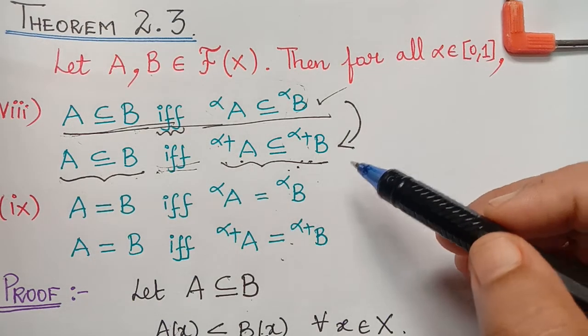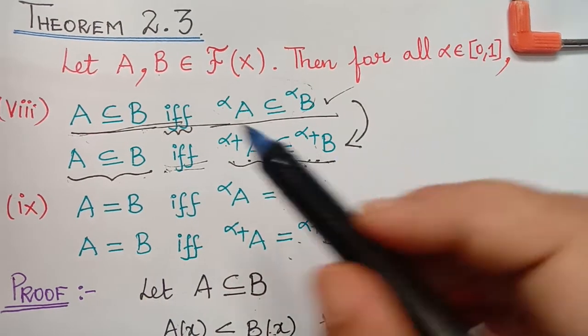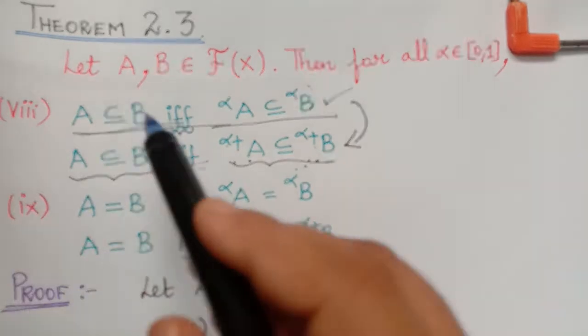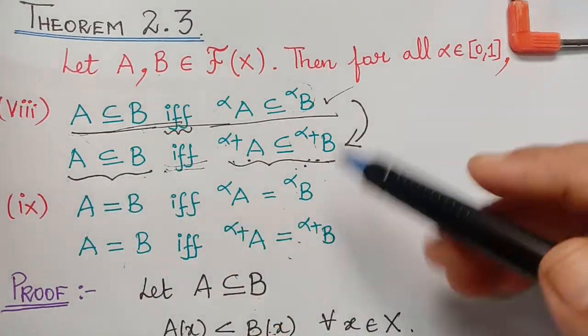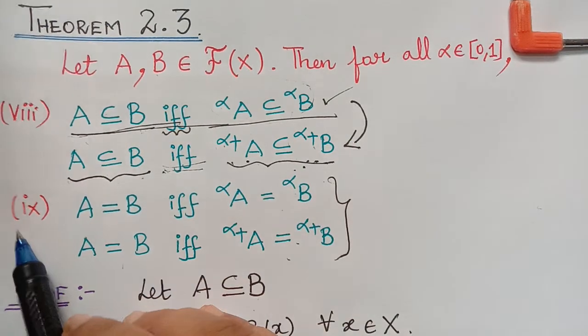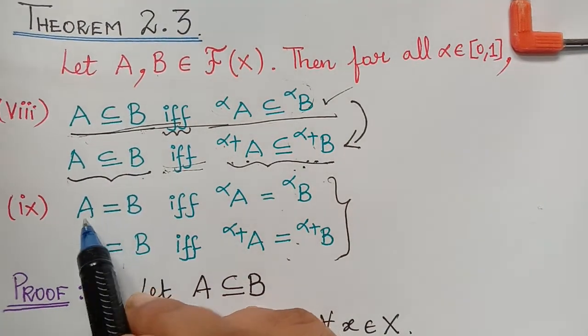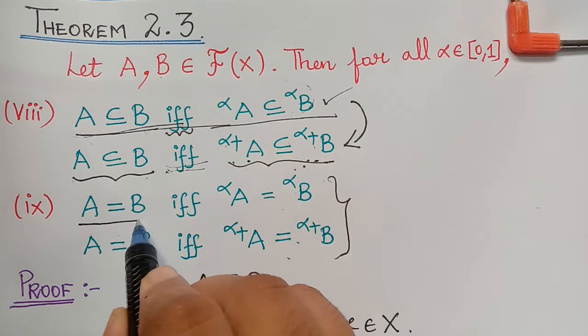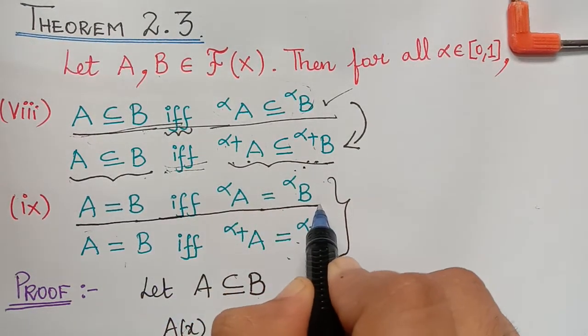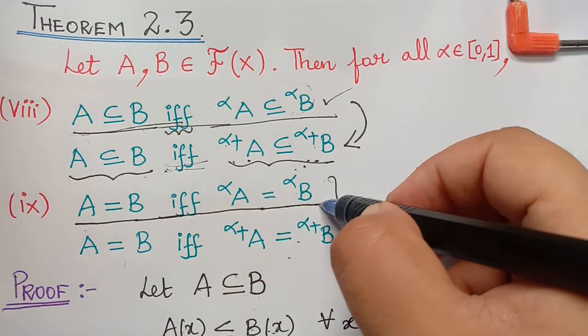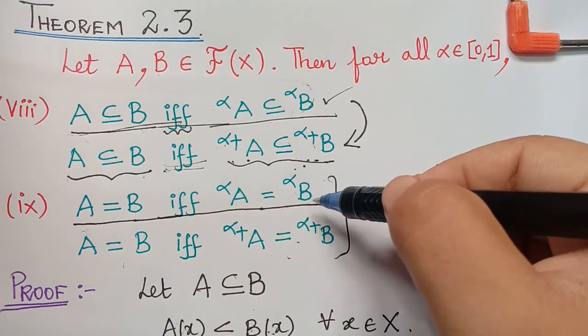Students, this is a continuation of our previous video, where we have already proved property 8. Now in this lecture we shall prove property 9. First we shall prove that A is equal to B if and only if alpha cut of A is equal to alpha cut of B. So let us see the proof of this statement.